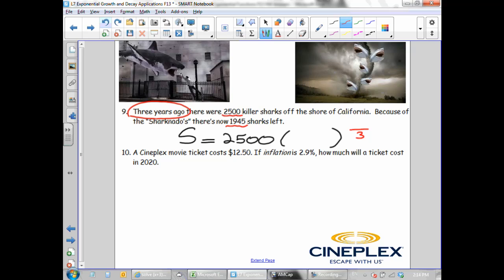Okay, you can think of this as the old number. This one's the new number. And the formula is new over old. So let's just update it. New over old would mean the following. We put 1945 over 2,500.